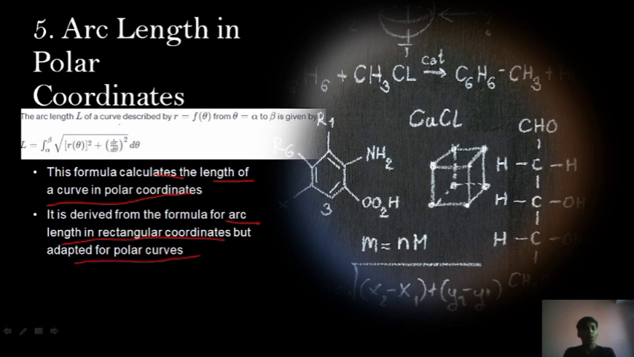The formula to find the arc length in polar coordinates is L equals the integral from alpha to beta of the square root of r(theta) square plus (dr by d theta) square, d theta, where r equals f(theta) from theta equals alpha to beta.